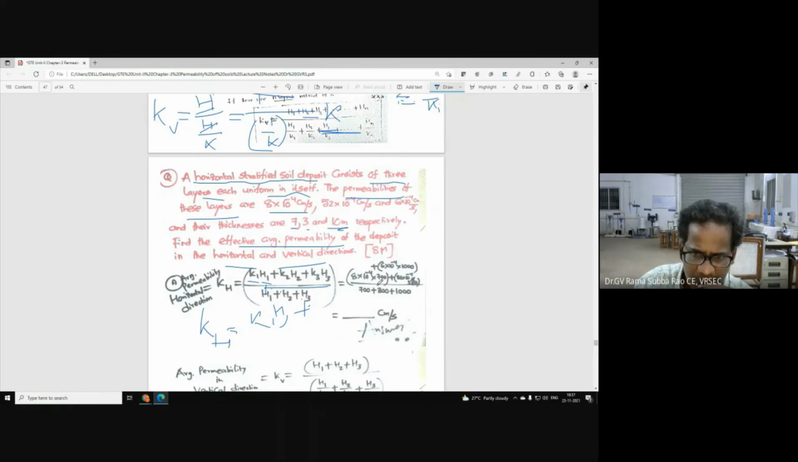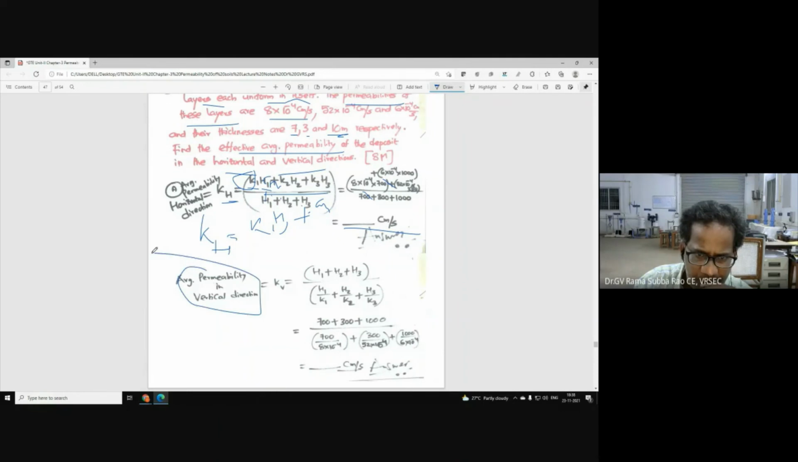Now like that you convert everything in centimeter, then you can say goodbye to centimeter, because we have centimeter in the numerator as well as in the denominator, because H's are there. So the centimeter is getting cancelled. Finally, we are getting the answer in centimeter per second. So this is about how to determine horizontal permeability.